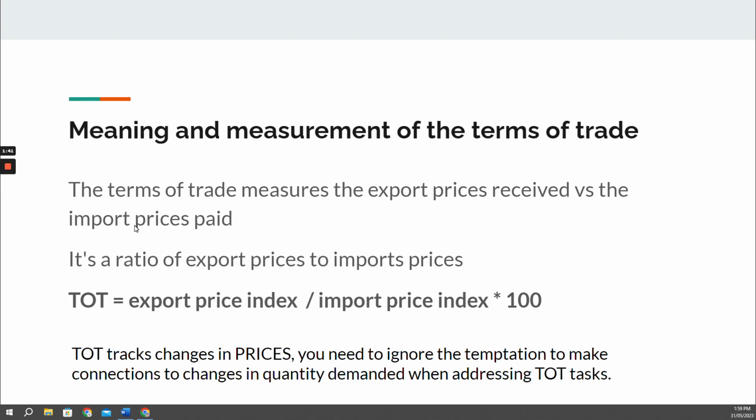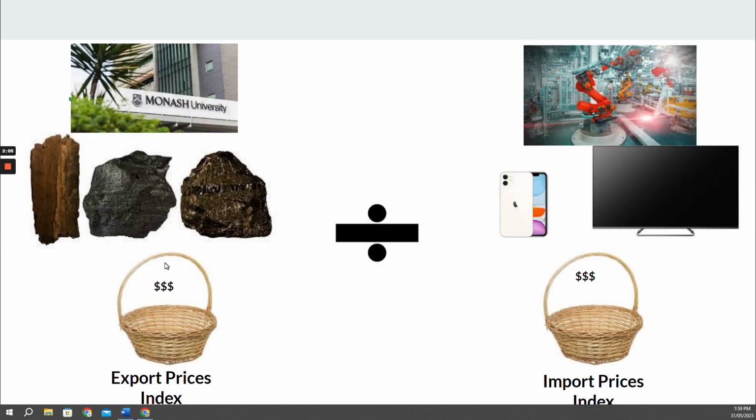So what goes in that basket? Before I do that, I should just say here as a little side note, the terms of trade is all about prices. I think there's a temptation to think if our export prices change, then that will lead to a change in quantity demanded, which makes perfect sense. But whenever you're thinking about the terms of trade, I think we just need to think prices and nothing else. So don't think about quantity.